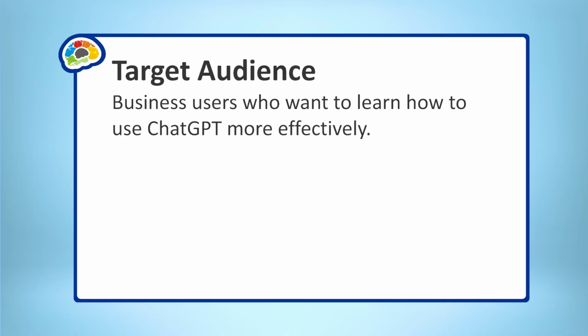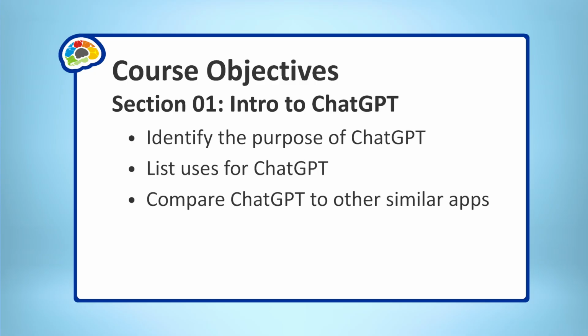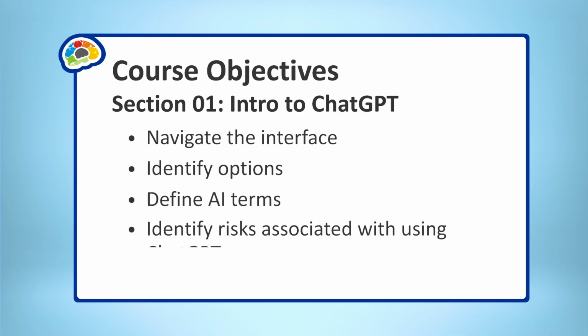This course is intended for business users who want to learn how to use ChatGPT more effectively. We'll start by identifying the purpose of ChatGPT, listing its uses, and comparing ChatGPT to other similar apps. Then we'll discuss ways to access ChatGPT, navigate the interface, and identify options. We'll also take some time to define AI terms and identify risks associated with using AI tools like ChatGPT.